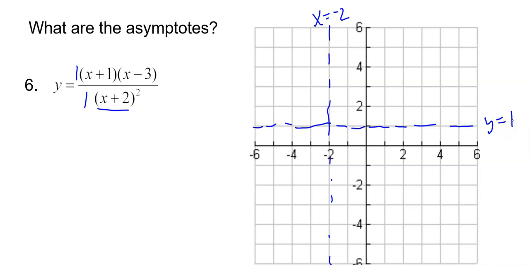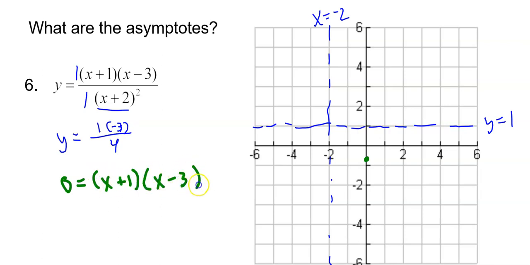Okay, find the intercepts. To find the y-intercept, we're going to plug in x equals 0. So that'd be 1 times negative 3 over 2 squared, which is 4. So negative 3/4. So right about there. To find the x-intercepts, plug in y equals 0, get rid of the denominators. That's already factored for us. So this leaves us x equals negative 1, x equals 3. So 1, 2, 3. There we go. And x equals negative 1. Oh, this is so nice.